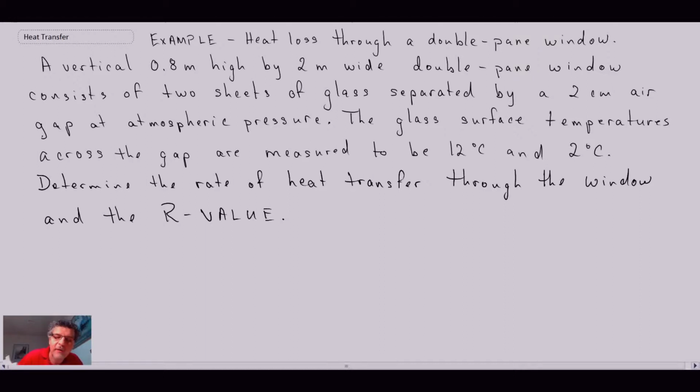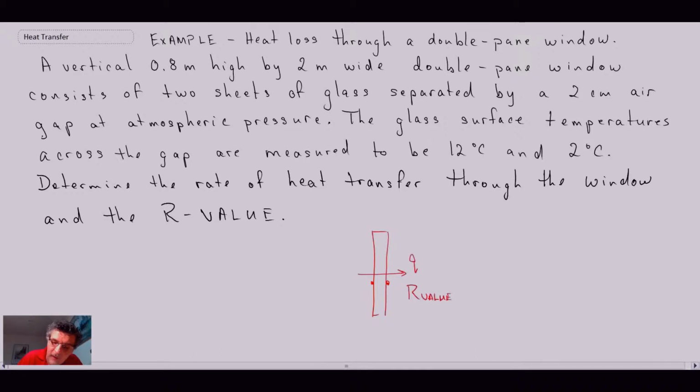Okay, so there's our problem statement. What we have is a window that is 0.8 meters high. It's double pane, and we have two temperatures that we know, a temperature on one side and the other, and we're looking to determine the heat transfer through the window, and we're also looking for the R value.